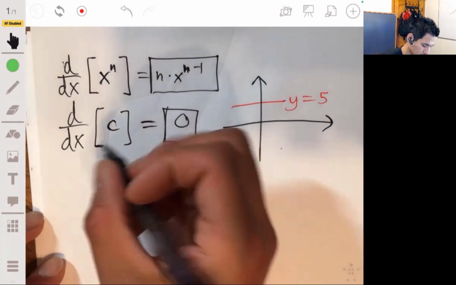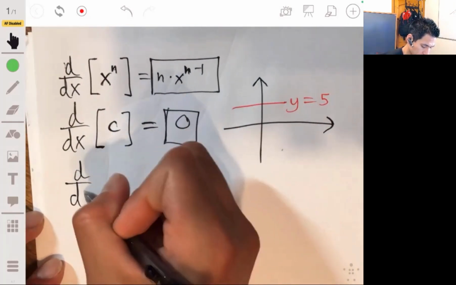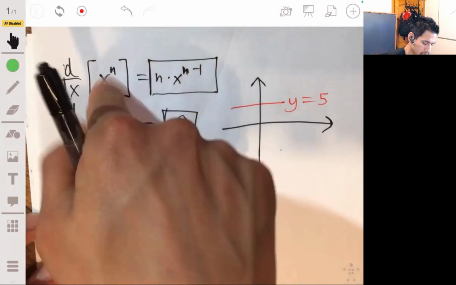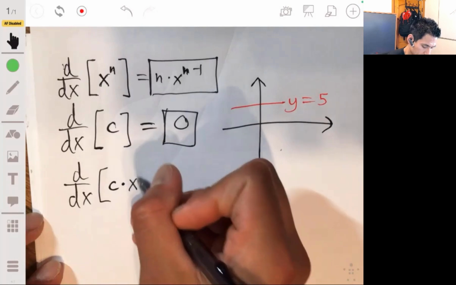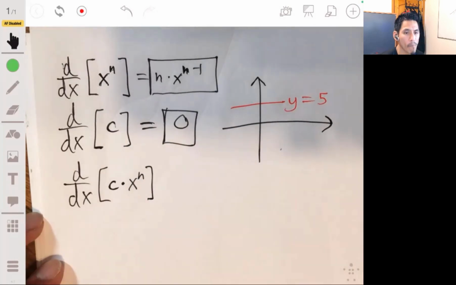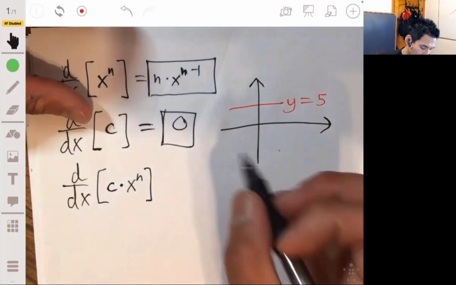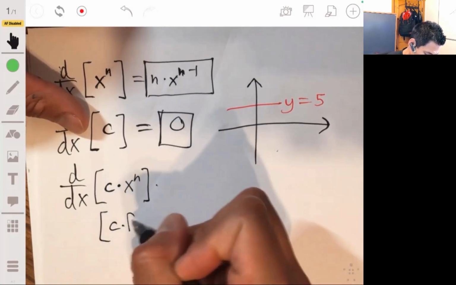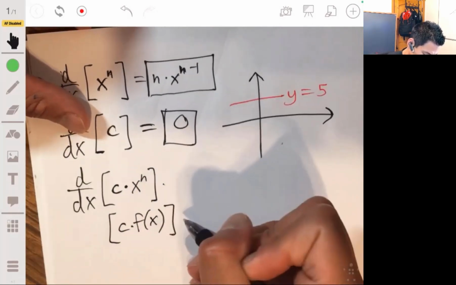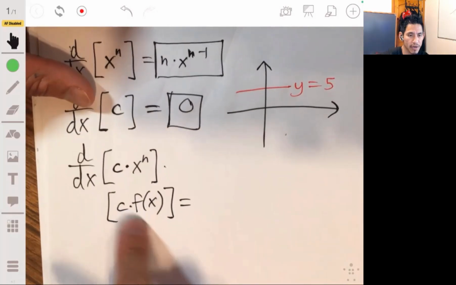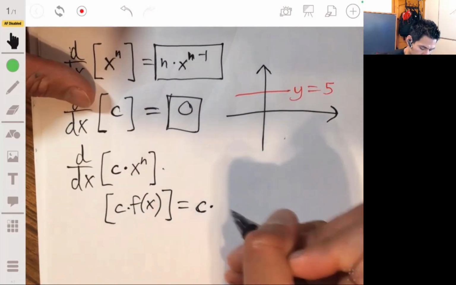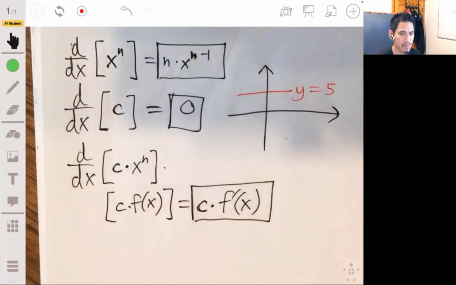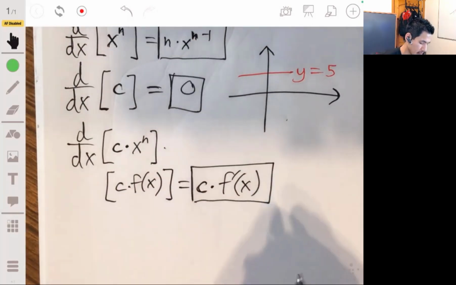Next, we have the constant multiple, which says if you have the derivative of basically some number times a function, let's just say x to the n. Technically, you should write it like c times f of x. That c doesn't matter. You just keep that c as a coefficient and you multiply it by the derivative of f of x, whatever that is. Pretty simple, pretty straightforward. Doesn't interfere.